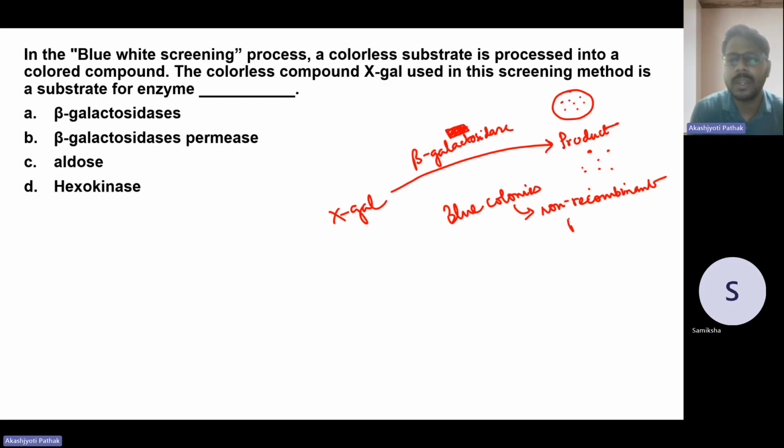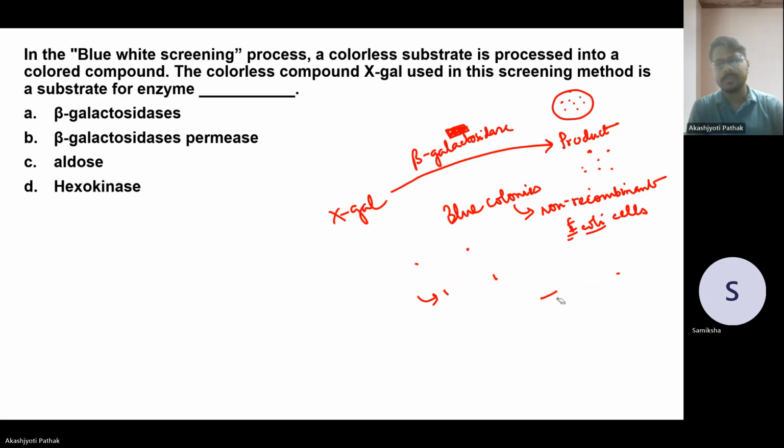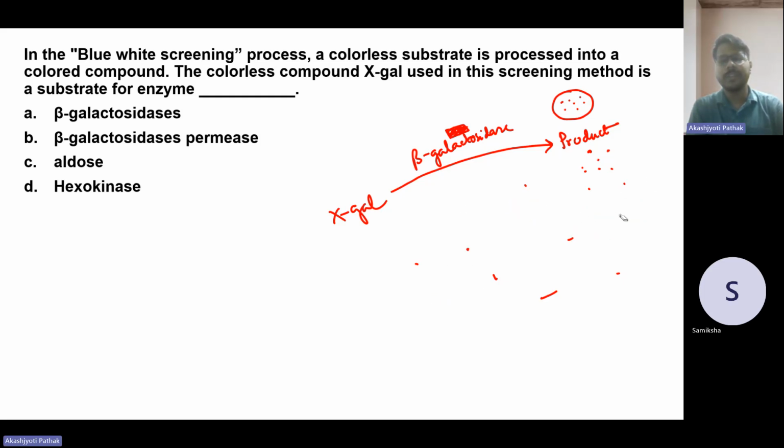So these are called the non-recombinant E. coli cells. And the white colonies will be E. coli cells having the recombinant plasmid. So these are the recombinant E. coli cells. This is also a screening method. These are all following the principle of insertional inactivation. All of these are similar.